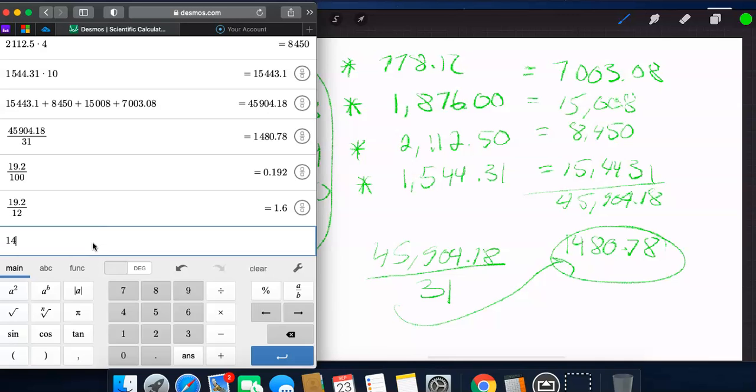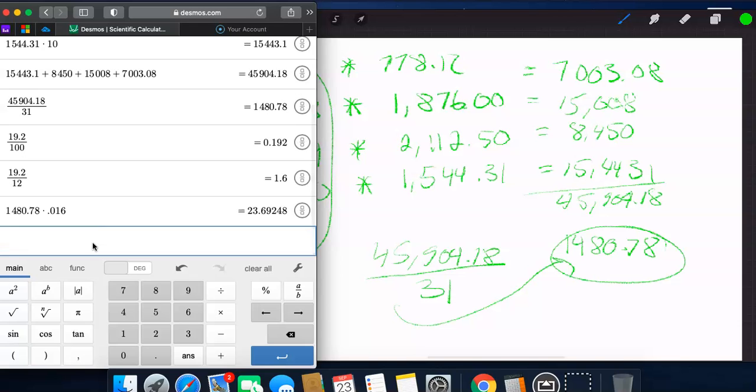So we're going to take our 14.80 and 78 cents and multiply that by now 0.016, and that gives us a value of $23.69. So when we look at our value, again, we have our APR and our MPR.